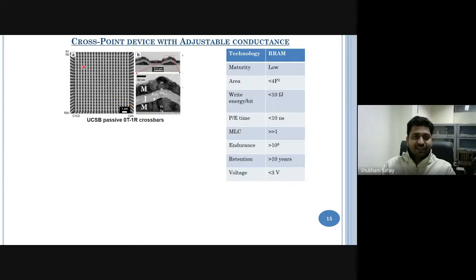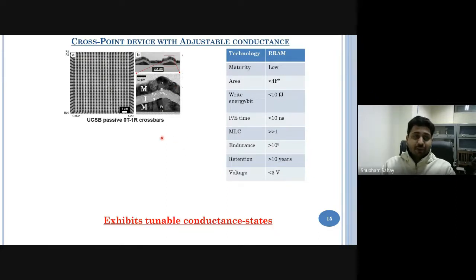So in a passive 0T1R crossbar, you have rows of electrodes and columns of electrodes, and at the intersection of that row electrode and column electrode, you have these RM devices. There's another flavor of this which we'll talk about later.